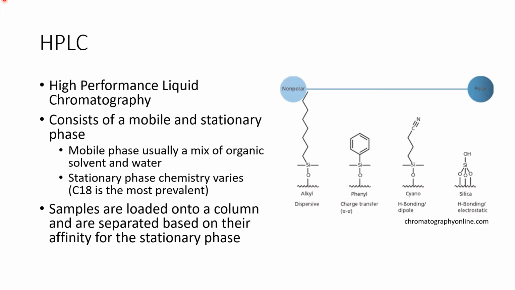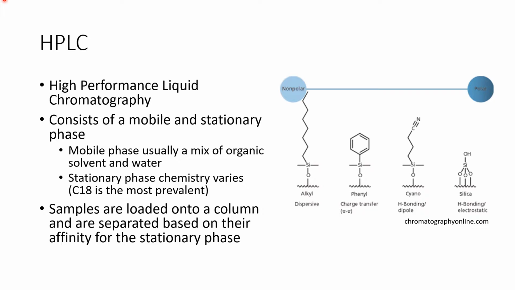So HPLC is similar to that, but our mobile phase consists of a mix of organic solvent and water. That can be something called an isocratic mobile phase, where you just have a set concentration of organic and water, or you can have a gradient where you increase or decrease the concentration of organic solvent over time. And then you have a stationary phase.